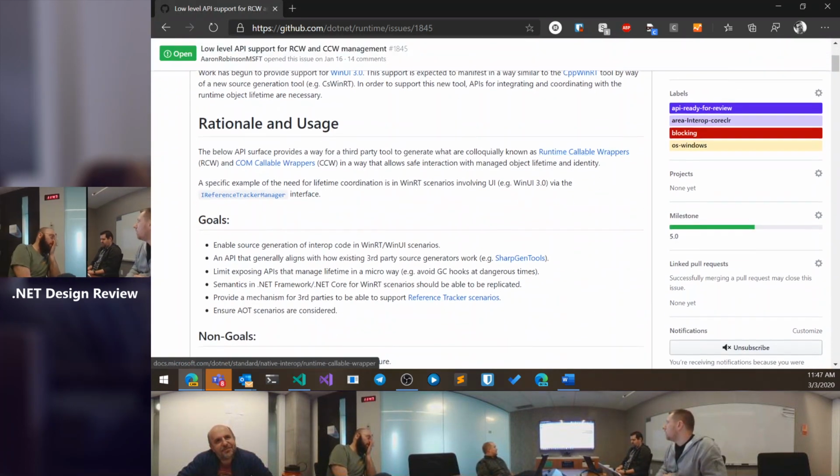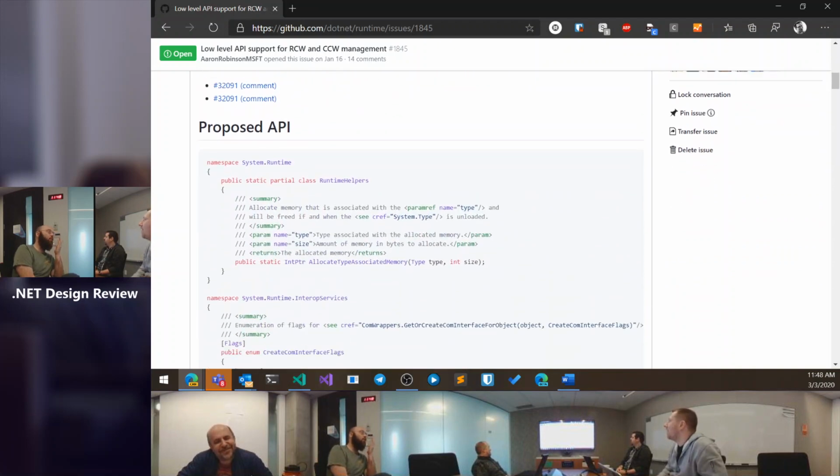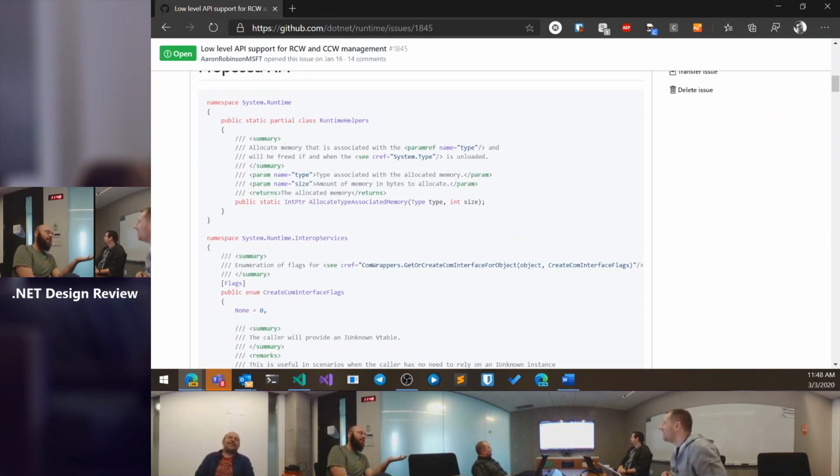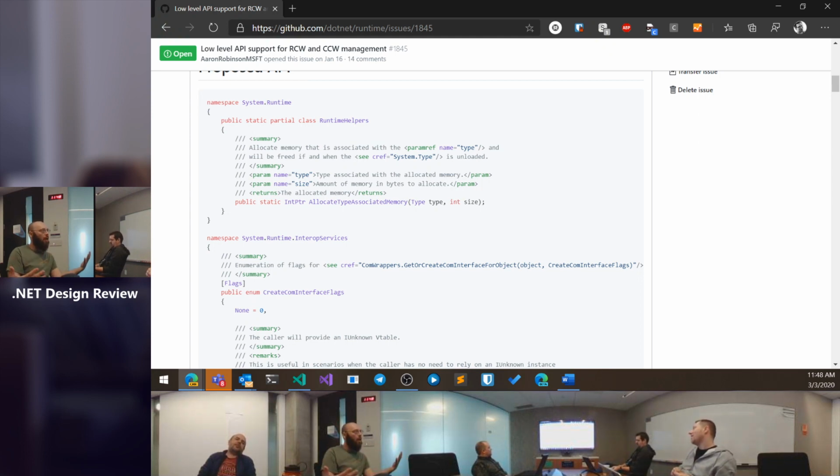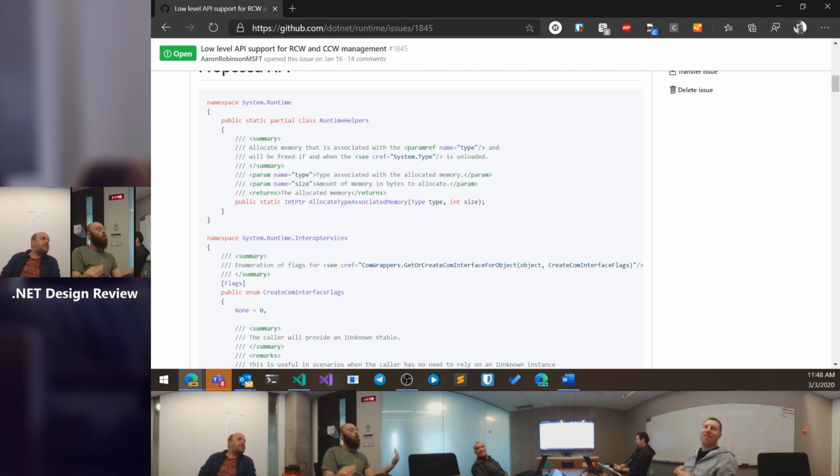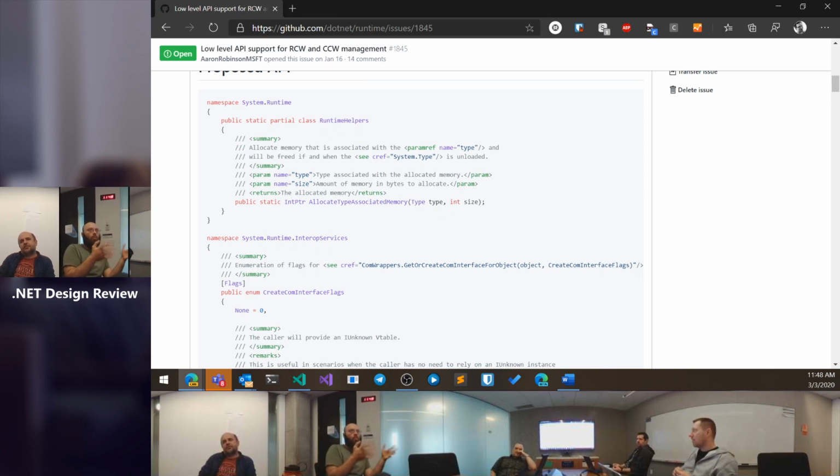Okay, this is good. This is a really complex API. There are two different APIs. Maybe start with why we are doing it. Sure. So the purpose of this is to give a low-level API for RCW and CCW management in a WinRT environment. That's the whole point of this. Okay, that's why it came about.